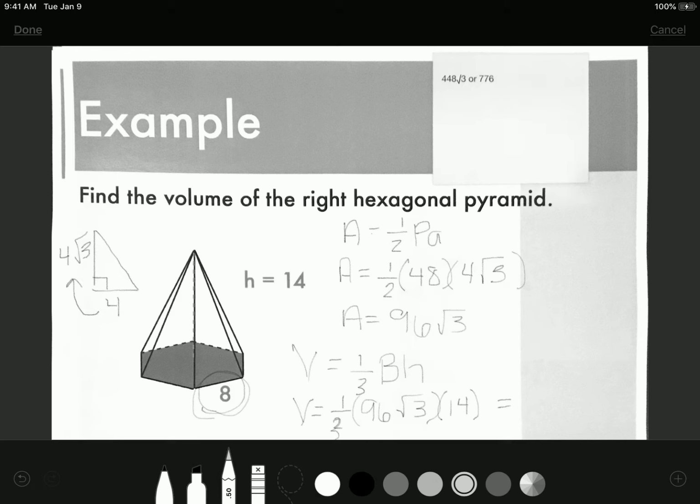So 96 times 14 times 1/3 is going to be 448 root 3 units cubed. There's our answer.